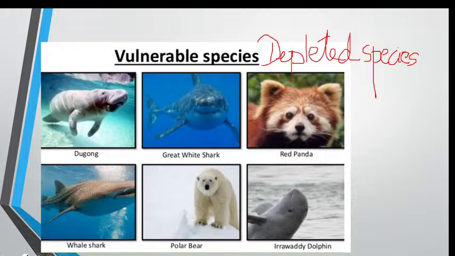That means you don't have enough numbers of these animals in the wild, and they may become endangered if not properly conserved. Examples are dugong, great white shark, red panda. Not only these animals are considered to be vulnerable species, there are many species which are listed under endangered as well as vulnerable too. So dugong, shark, whale shark, polar bear, dolphin, red panda, etc. are examples of vulnerable species. Vulnerable species are those species which are depleted species and they will become endangered if not properly conserved.